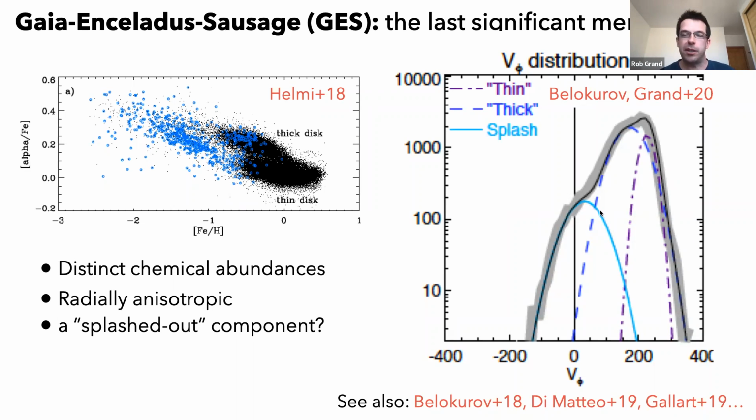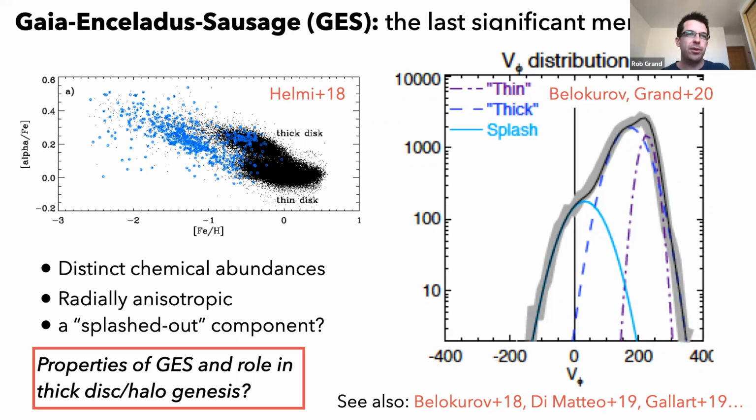And this was dubbed the splash, and this is thought to be perhaps the proto-galaxy or the proto-disk that had been kinematically heated by the merger itself, and as a result lost a bunch of its rotation. And that's the splash component.